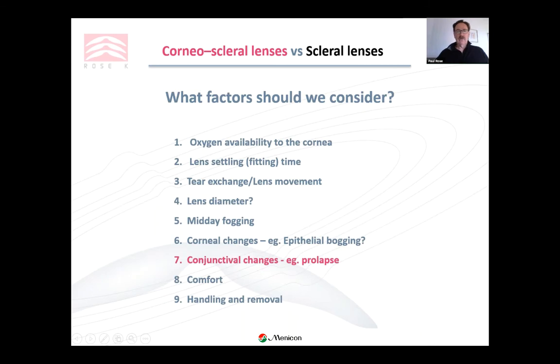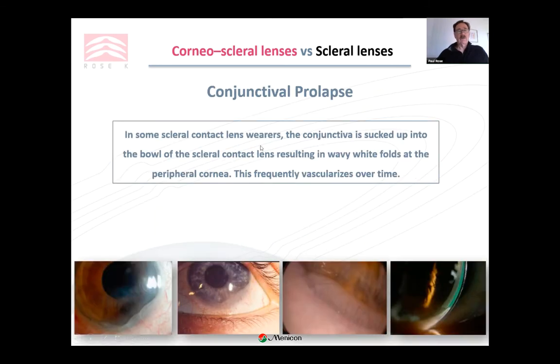What about conjunctival changes and prolapse? In some scleral contact lens wear, the conjunctiva is sucked underneath the bowl of the lens, resulting in these waves, which eventually will actually attach themselves to the cornea and may have to be surgically removed if you want to try to get rid of them. They often actually vascularize over a period of time, which is absolutely not ideal, and it's rather unsightly.